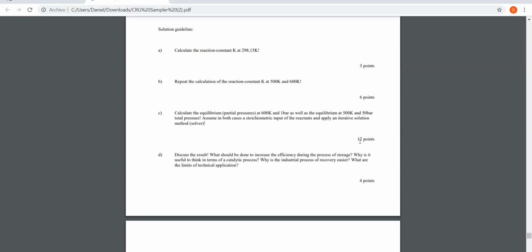So point D says, discuss the result. What should be done to increase the efficiency during the process of storage? Why is it useful to think in terms of a catalytic process? Why is the industrial process of recovery easier? What are the limits of technical application? So this type of question is much more a theory question, not a practical one. So you should be able to answer this by yourself. I'm not going to explain it here. This is just a practical guide.